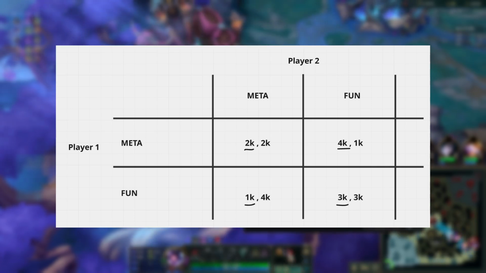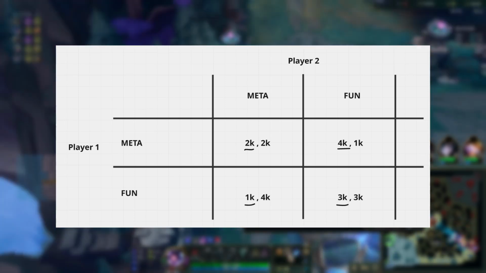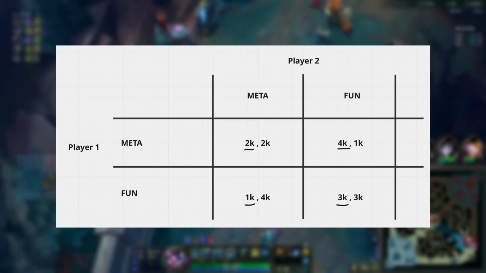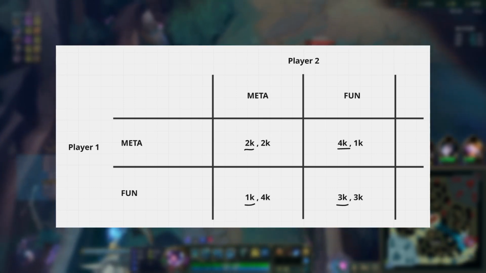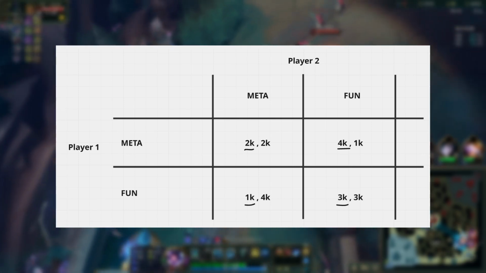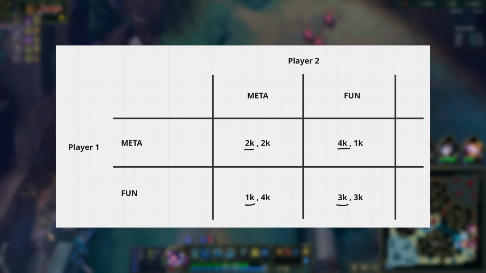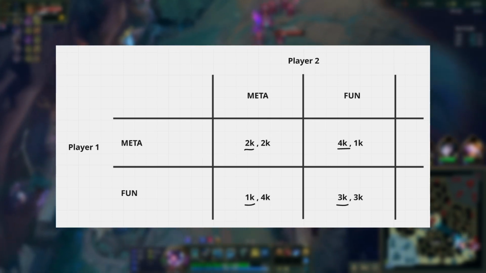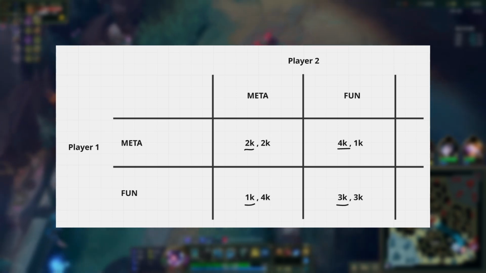So, let's find the dominant strategy. Player one's dominant strategy is to always pick meta because they make more when they're picking meta. Player 2 also has the same dominant strategy, which is to always pick meta. So therefore, we end with the equilibrium at both players picking meta and 2k, 2k gold each.